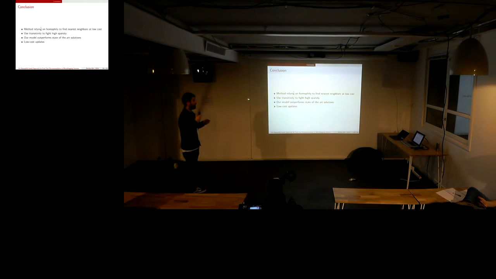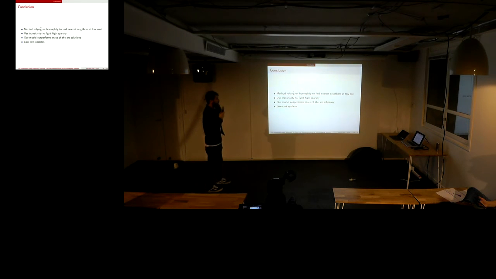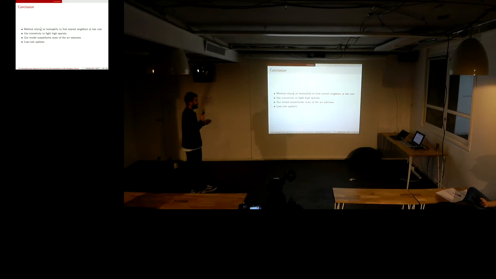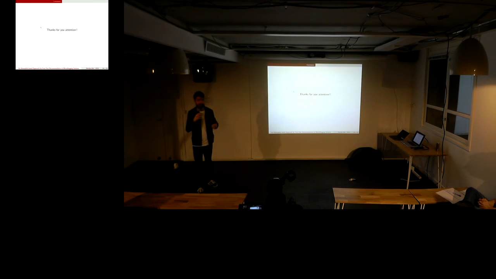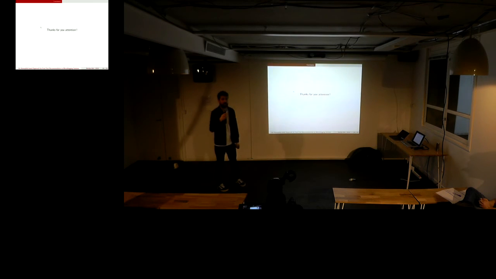So in conclusion, I showed how we have a method relying on homophily to find the nearest neighbors at low cost, because we don't search the whole database of users, but only the closer ones. We can use transitivity to fight high sparsity, and our model outperforms state-of-the-art solutions. I also showed how we could update this model very cheaply, with a good improvement. Okay, thank you very much, and thank you RecSys for the meetup and Deezer for the hosting.